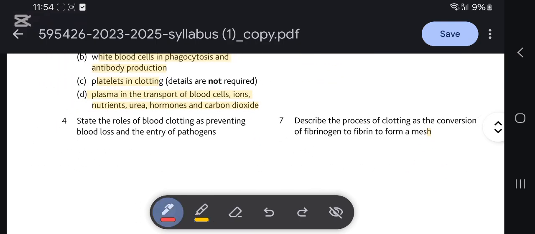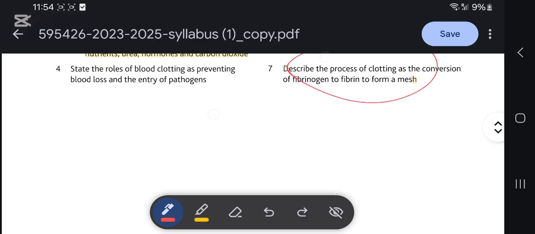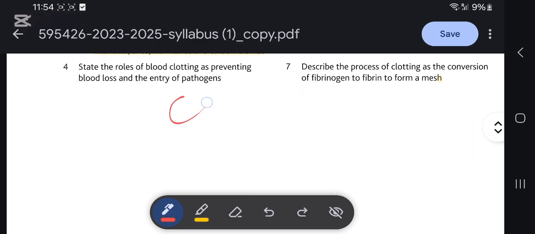Now, what do platelets do? It says here details are not required, but for extended you need to know the details. The platelets help clotting. What is blood clotting? Platelets are involved, and they convert fibrinogen to fibrin.